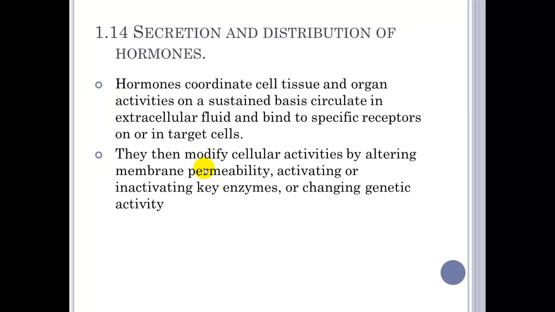Secretion and distribution of hormones. Hormones coordinate cell, tissue, and organ activities on a sustained basis, circulate in extracellular fluid, and bind to specific receptors on target cells. We release hormone X, it travels in the bloodstream, and then let's say that hormone X's target site was a sinoatrial node. So it hits the sinoatrial node and then gives us specific information on what to do. Then they modify cellular activities by altering membrane permeability, activating or inactivating key enzymes, or changing genetic activity.